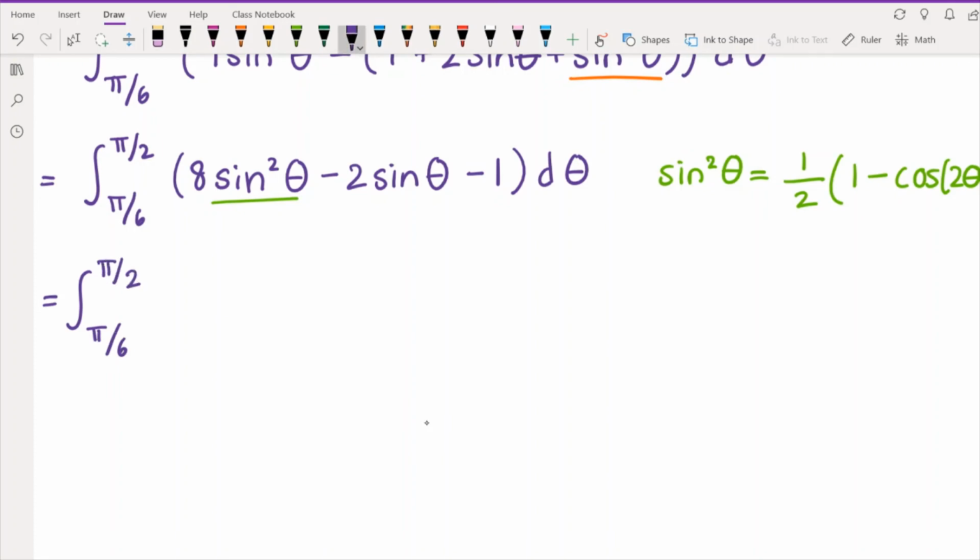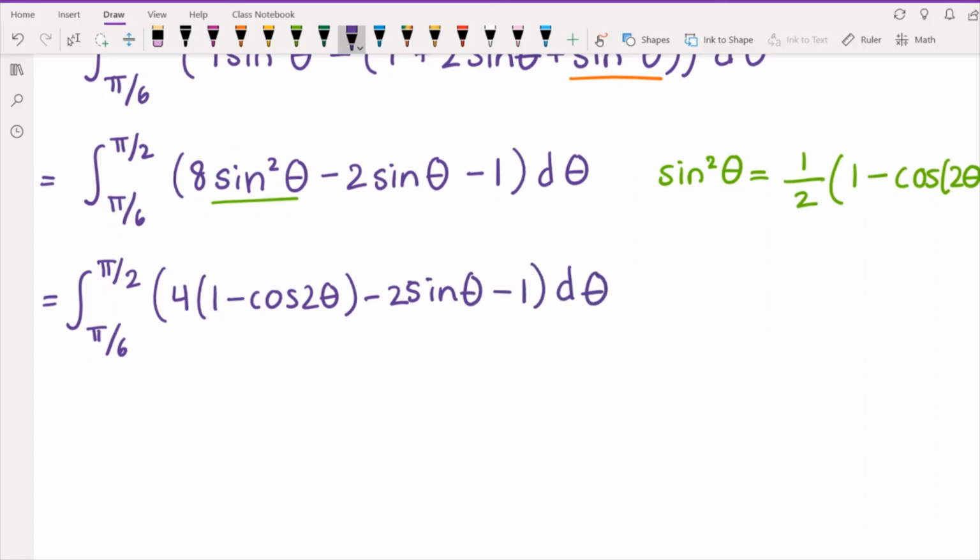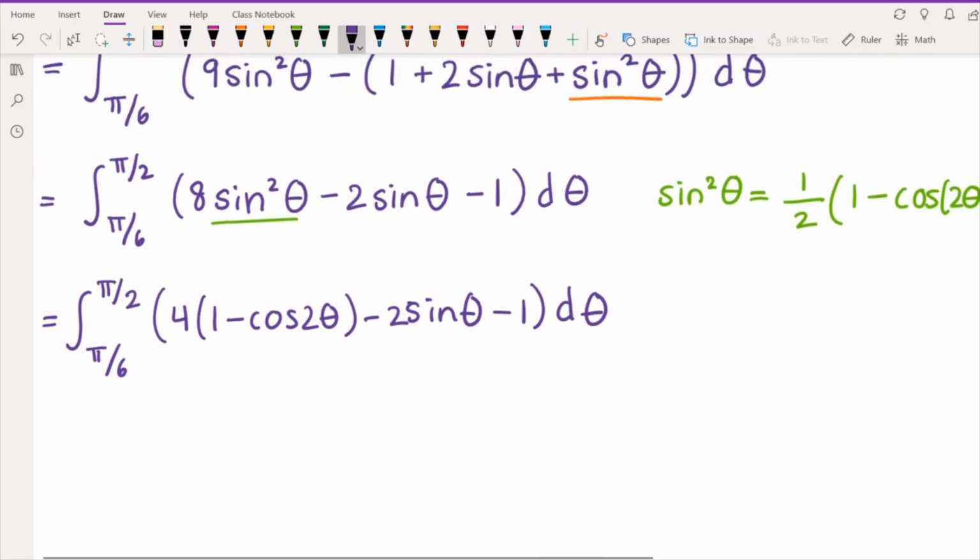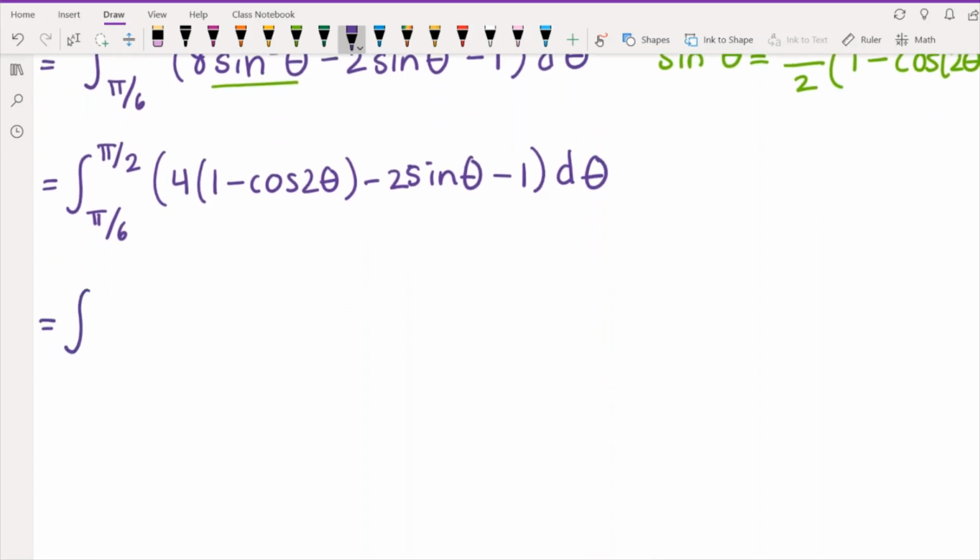When we multiply the 8 by 1/2, we'll get 4, right? So we now have 4 times 1 minus cosine of 2 theta minus 2 times sine of theta minus 1. And now we can distribute this and we end up with 4 minus 4 times cosine of 2 theta minus 2 times sine of theta minus 1.